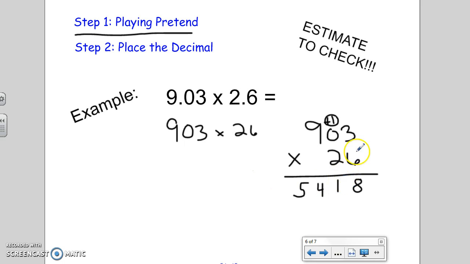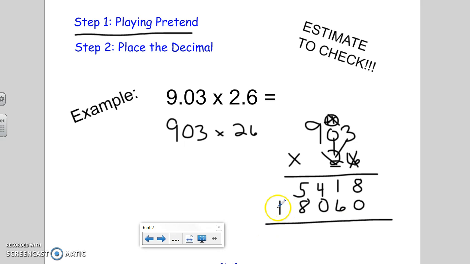That is not my answer. I'm done with the 6 and done with the 1. I'm now going to move to the 2. Since that 2 is really worth 20, I can't forget to put that 0 here to hold that place value. 2 times 3 is 6. 2 times 0 is 0, and 2 times 9 is 18. Add these guys up, make some room. We have 8 plus 0 is 8, 1 plus 6 is 7, 4 plus 0 is 4, 5 plus 8 is 13, carry that 1, and 1 plus 1 is 2.